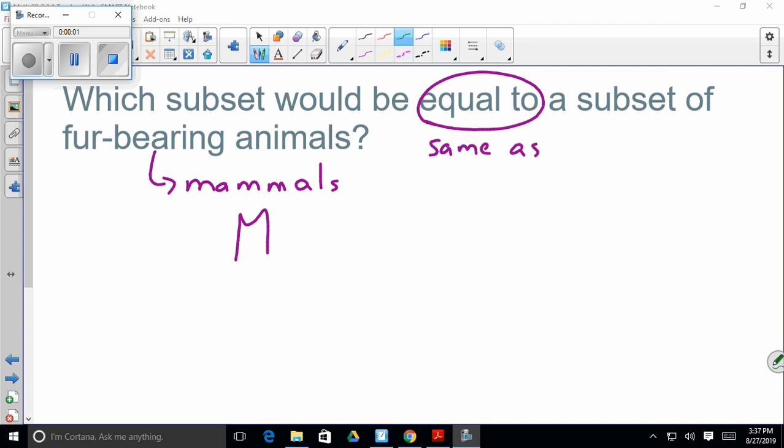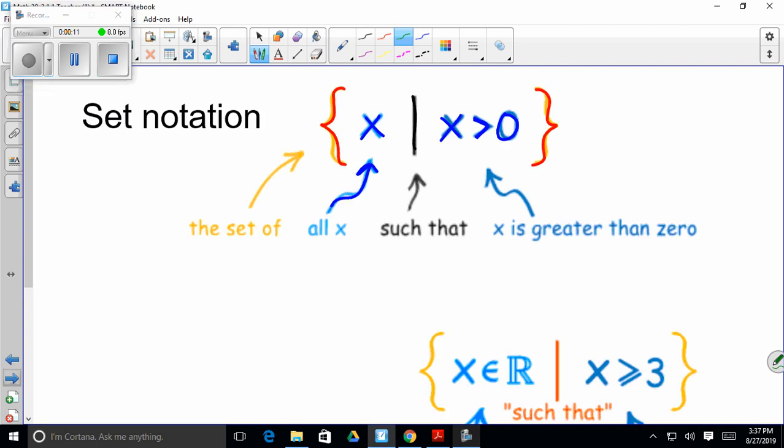Ladies and gentlemen, welcome back to Math 30-2, Chapter 1, Section 1, Set Notation. Now, moving on, set notation. Now, this is a painful way to write stuff out. Let me try helping you here.